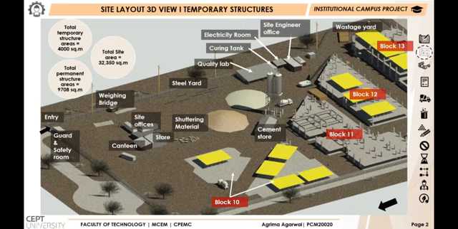There is only one entry and exit gate at site for all the staff and laborers. Some of the temporary structures are the site office, quality control lab, storerooms, weighing bridge, entry areas and the steel yards. Other temporary structures, their locations and distances from each other can be seen here.